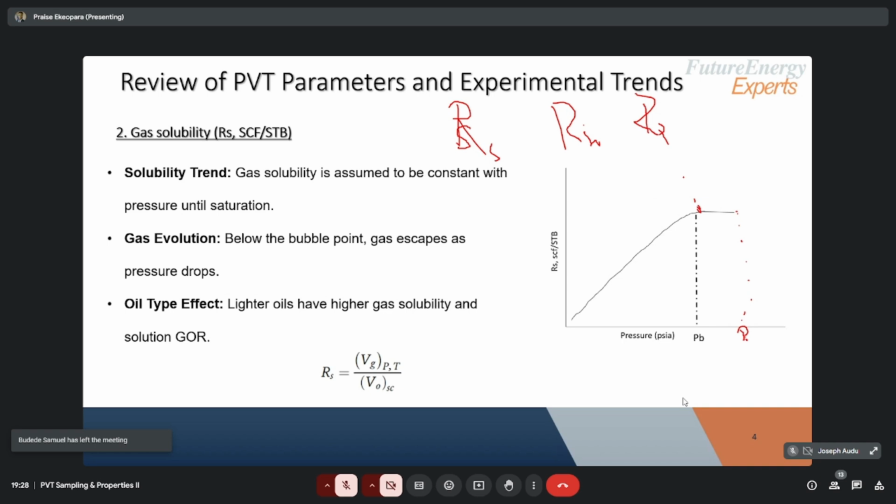And why are we making that assumption? We make that assumption because ROS on its own, by definition, is actually a ratio of gas dissolved in a liquid sample to the volume of that liquid sample. Now, if this sample is undersaturated, that's in single phase, obviously there's no gas. So that ratio won't work at all. So that's why it's usually kept constant down to the bubble point. It's now at bubble point, we can now start estimating.